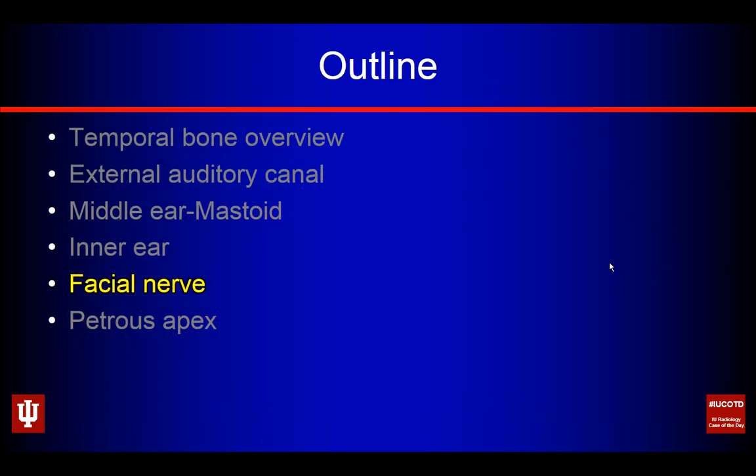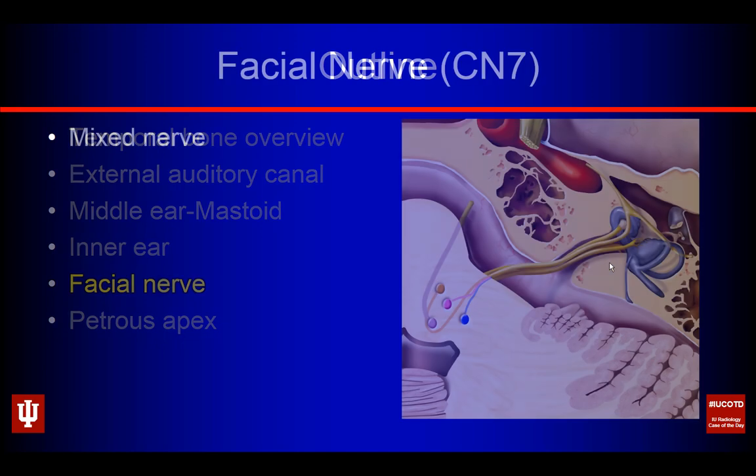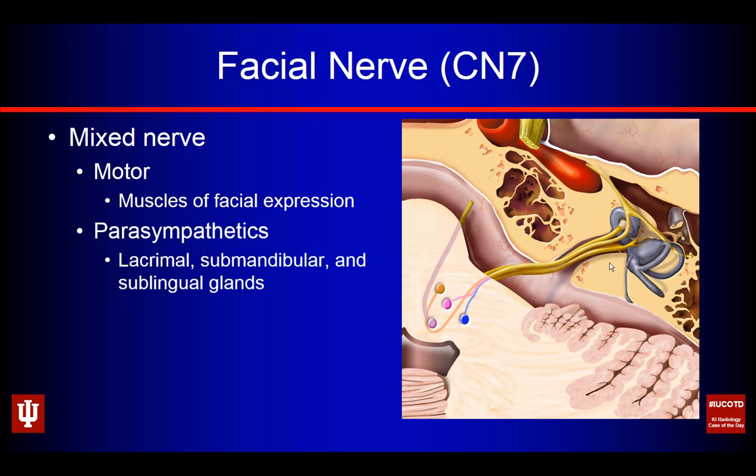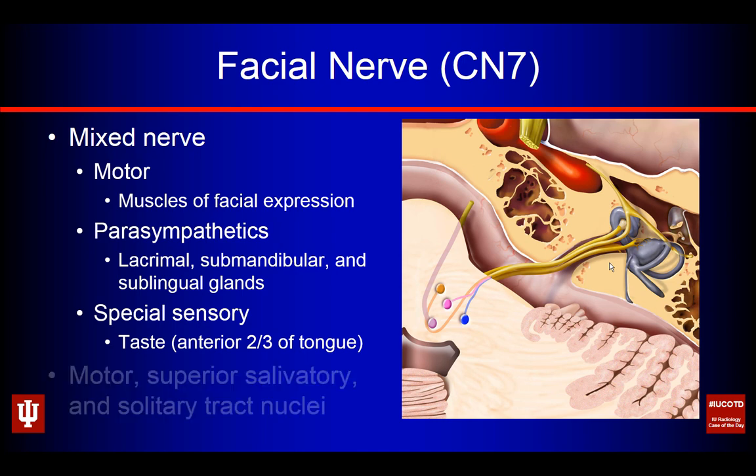We're going to talk a little bit about the facial nerve, because that's a really important nerve to recognize and understand where it lives, what it does, and where it goes. The facial nerve is a mixed nerve. It has motor components that innervate the muscles of facial expression. It has parasympathetics, which innervate the lacrimal, submandibular, and sublingual glands for salivary purposes. And then it has special sensory components as well, because it provides taste to the anterior two-thirds of the tongue.